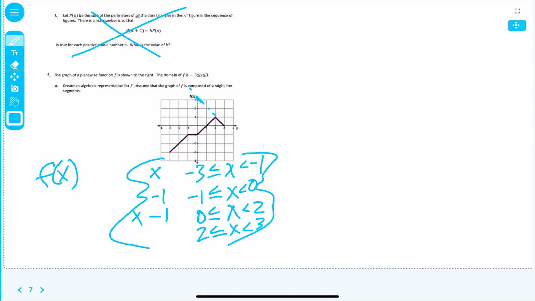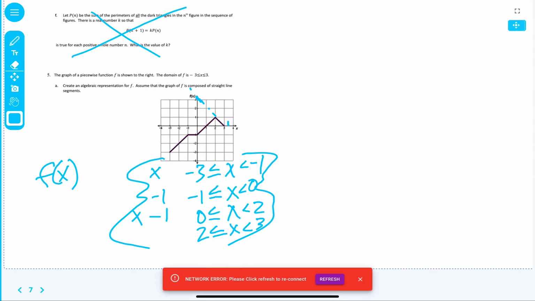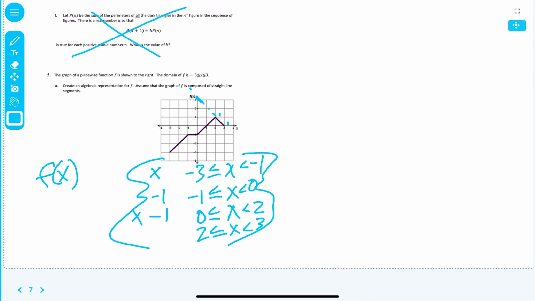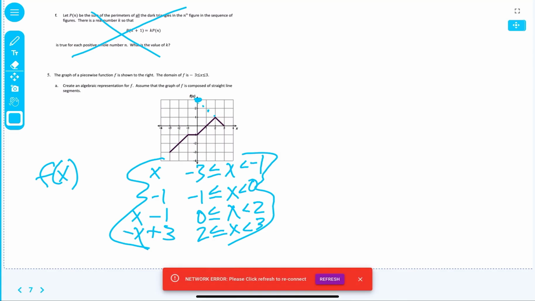Now, if we look at from 2 to 3, we're going to go down 1 over 1, which is going to give us a negative slope. So that's going to be a negative x. But what is the y-intercept? Well, it's going to be at +3 up here. We extended it on out right here. So it's going to be +3. So that's going to be your answer.